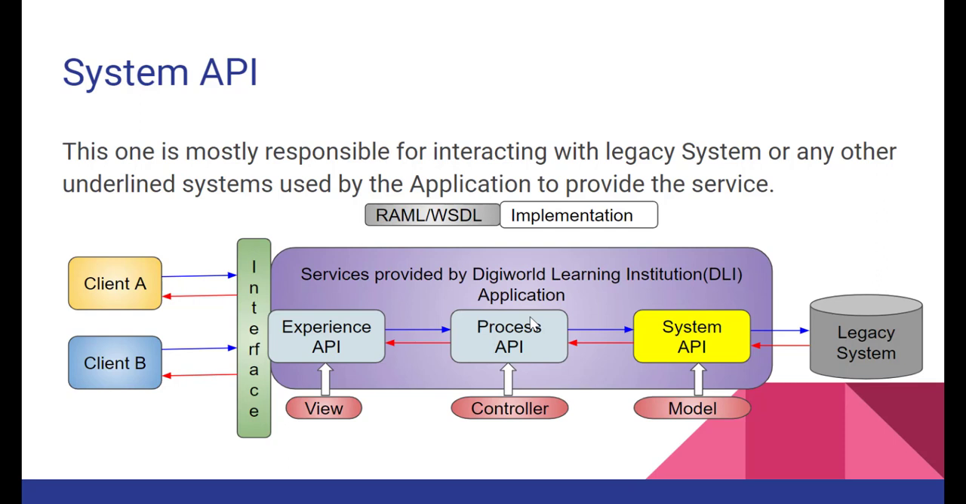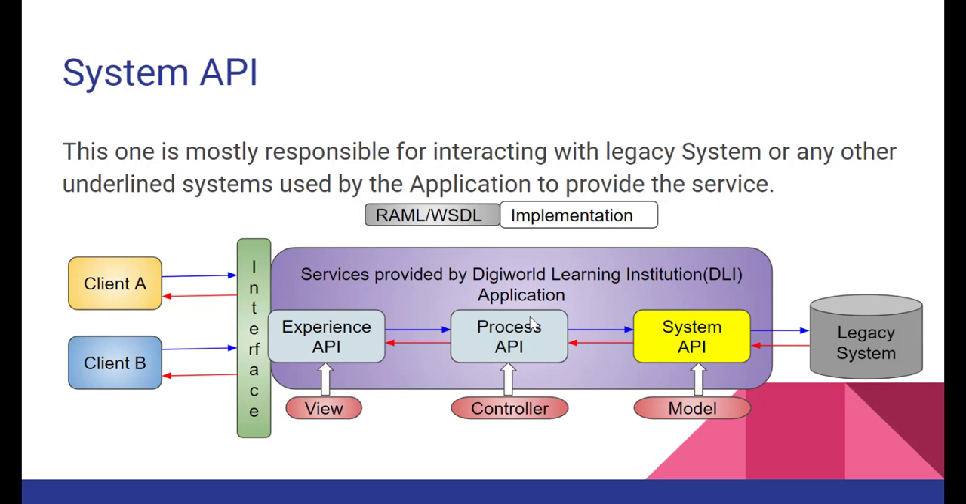So suppose later on in future some legacy system is being replaced by some kind of new system. In that case, if you follow this approach, only that system API needs to be changed, nothing else, right? Because they are all loosely coupled. So system API is the only section which is directly connected to the legacy system.